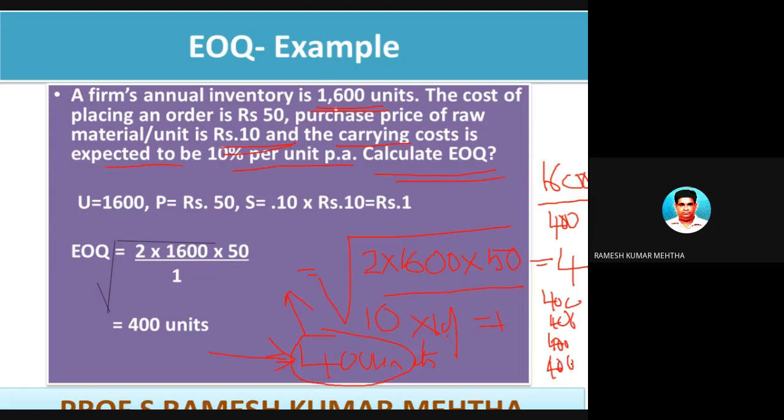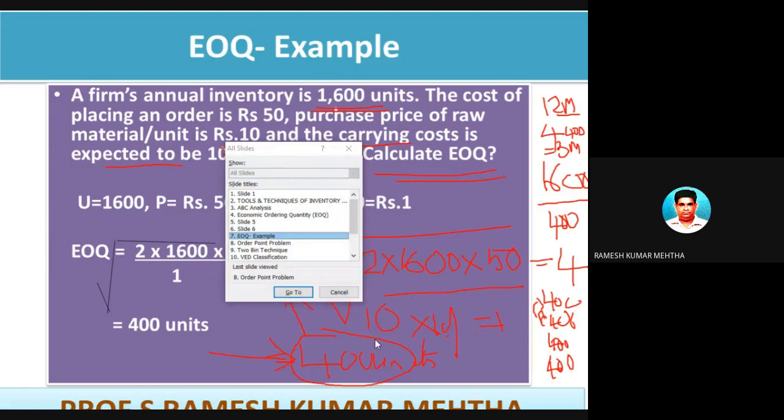Every order is 400, 400, 400, and 400. In total you get 1600. So in a year you have to place how many orders? 4 orders. So 12 months divided by 4 is equal to 3 months. So every 3 months you have to order 400 units.